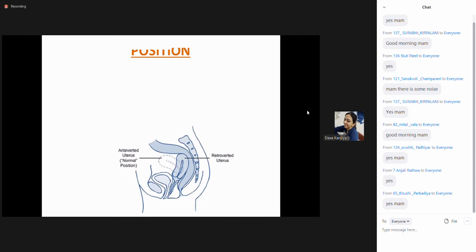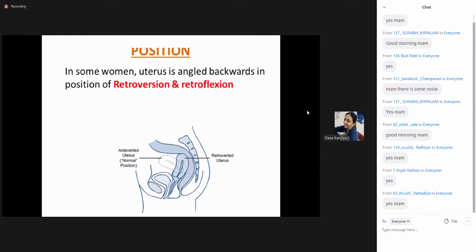Now, the normal anatomical position is anteversion and anteflexion. But in some women, you can find the reverse position, just the reverse of anteversion and anteflexion. That is the backward angulation of the uterus, and that is called retroversion and retroflexion. It is present in some percentage of women.